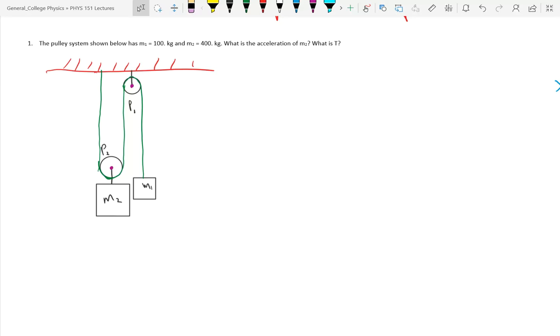Now let's start this problem off by guessing. Guesses can clearly be wrong. What do you think is going to happen if the system is released? M1's going to go up. Yeah. James says M1 is going to go up and M2 is going to go down. That's also the correct answer, but like I said, guessing can be wrong. If he was wrong, I wouldn't have felt bad or anything. Okay, James would have.